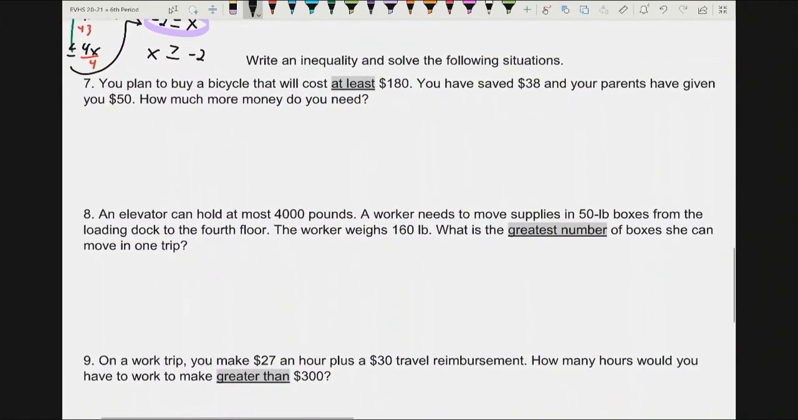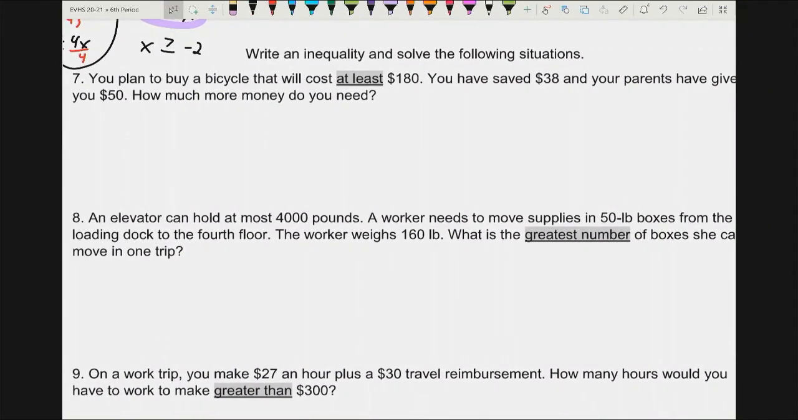Okay, 3 word problems and then we're done. You plan to buy a bicycle that will cost at least $180. Now, first off, we're going to do these word problems very similar to how we did them last unit. We're going to have rates, starting values, and totals. So this 180, does that sound like a rate, starting value, or a total? That's going to be a total because that's the total price for our bike. You've saved $38. Well, rate, starting value, or total?